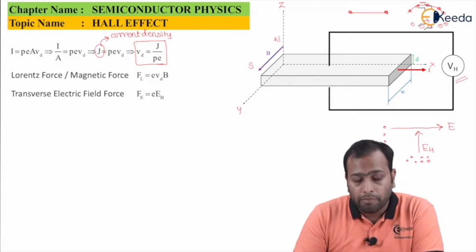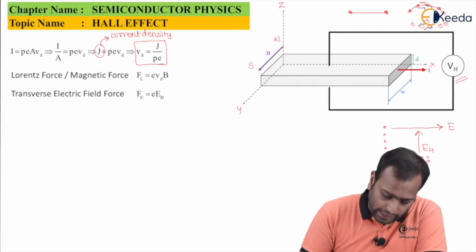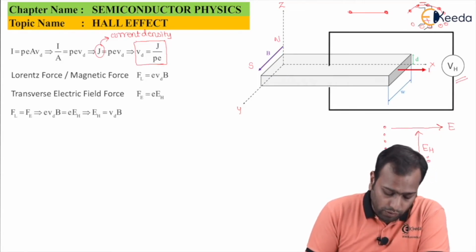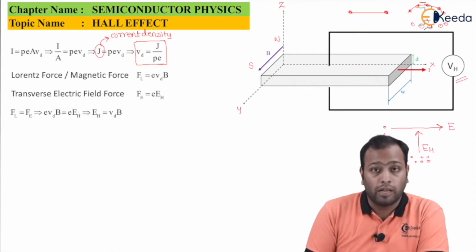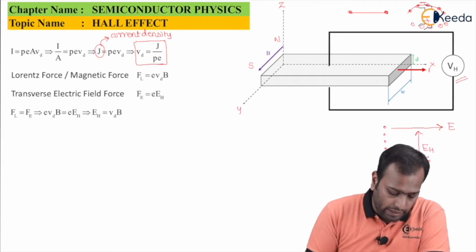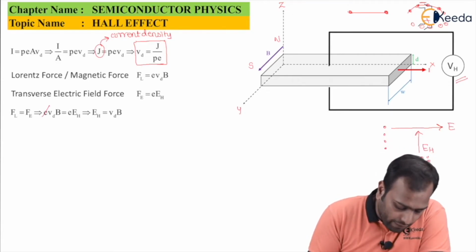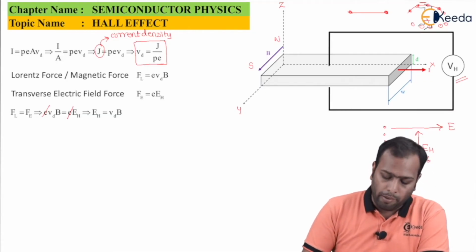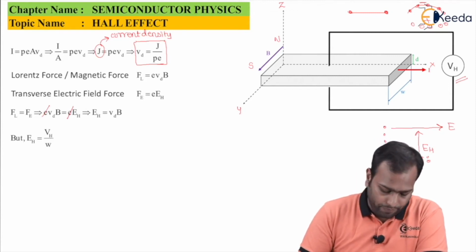Now, at equilibrium, of course, both of the fields will be equal, and hence I can say that FL is equal to Fe. The force of the electric field will be equal to the force of the Lorentz. Therefore, eVB will be equal to e into EH. Cancelling e from both sides, I'll get EH is equal to Vd times B. This is the value for the Hall field.